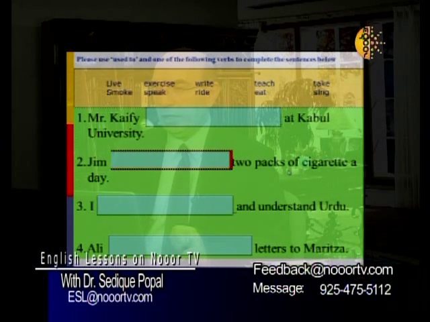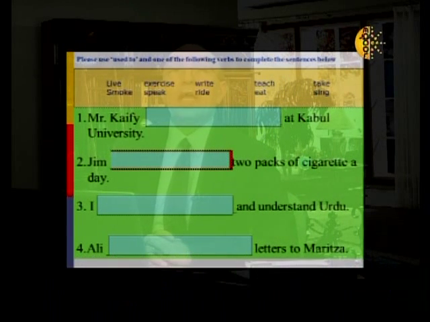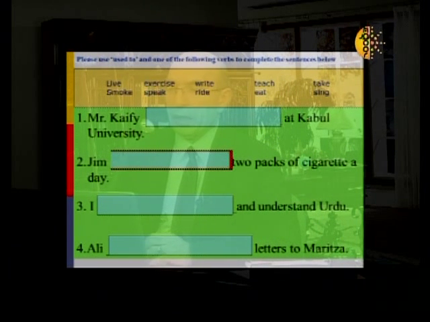Now, what I have for you here, I have a number of words in some sentences, and I want you to choose the correct word and use the phrase "used to" in the correct form of that verb and make the sentence complete and make it both grammatically correct and semantically meaningful. The words are simple words like live, smoke, exercise, speak, write, ride, teach, eat, take, and sing. It's possible to use more than one word in each blank, but I have my key with specific words.